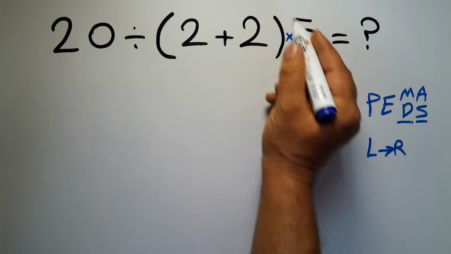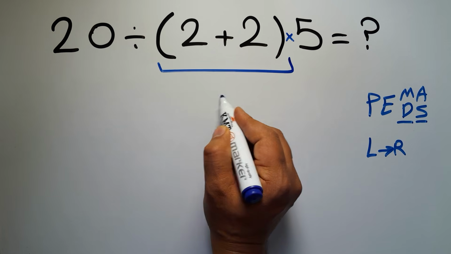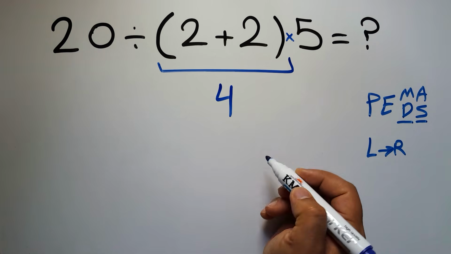So first we have to do this parenthesis. Inside this parenthesis, we have 2 plus 2, which equals 4. So 20 divided by 4, then times 5.